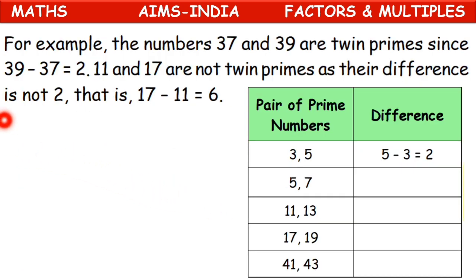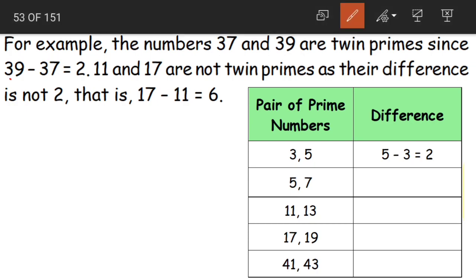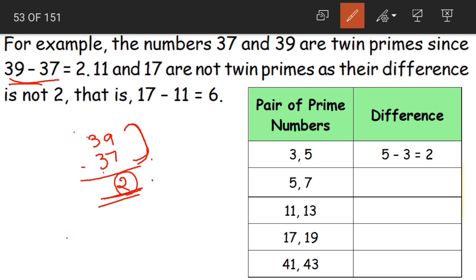See, here we are having a few prime numbers, say 37 and 39. These both are prime numbers, children. And what is the difference between them? 39 minus 37. When we subtract, 2 is our difference. Yes, so when the difference between two prime numbers is 2, they will be called twin primes. What will those prime numbers be called? They will be called twin primes.